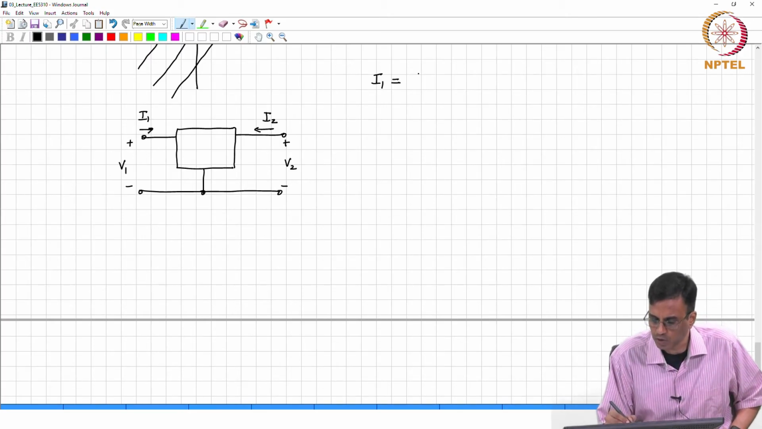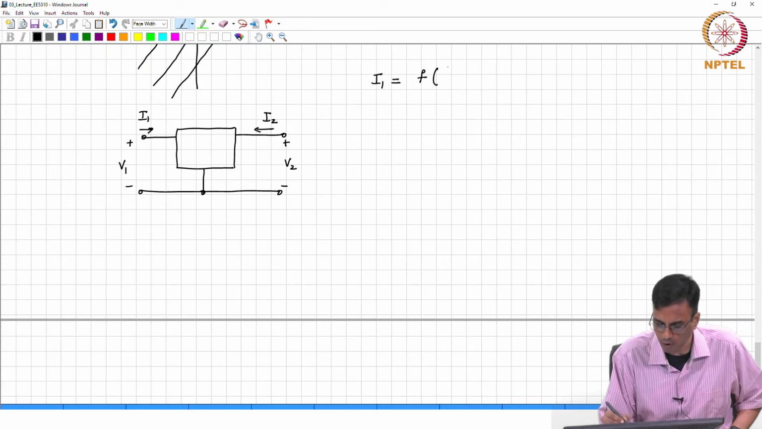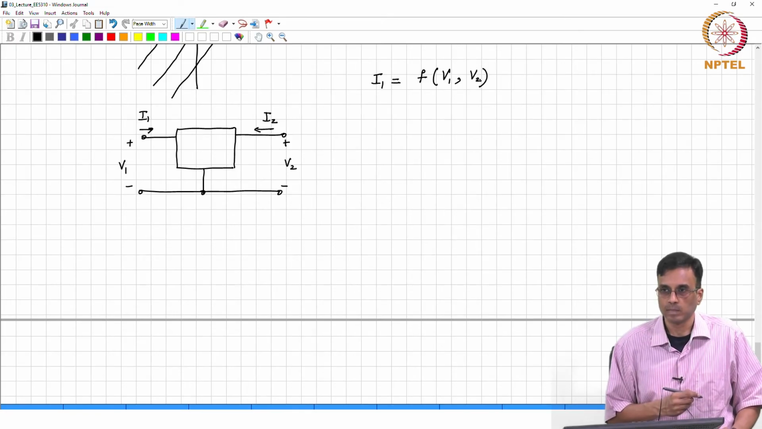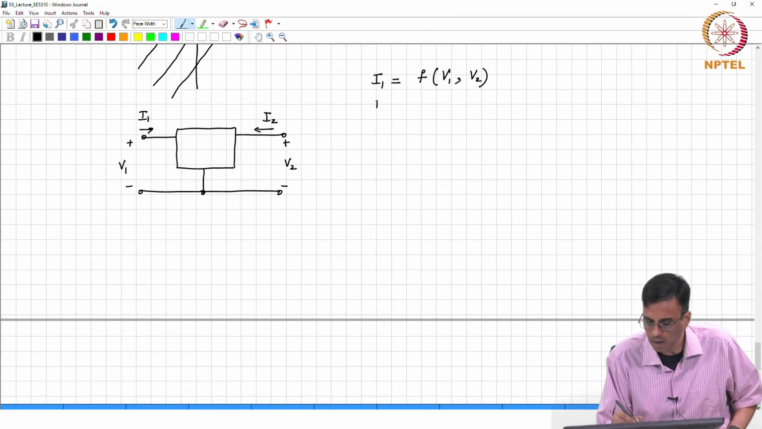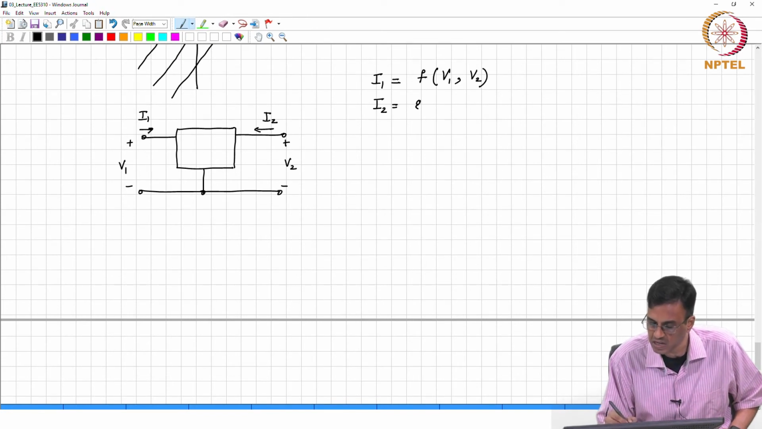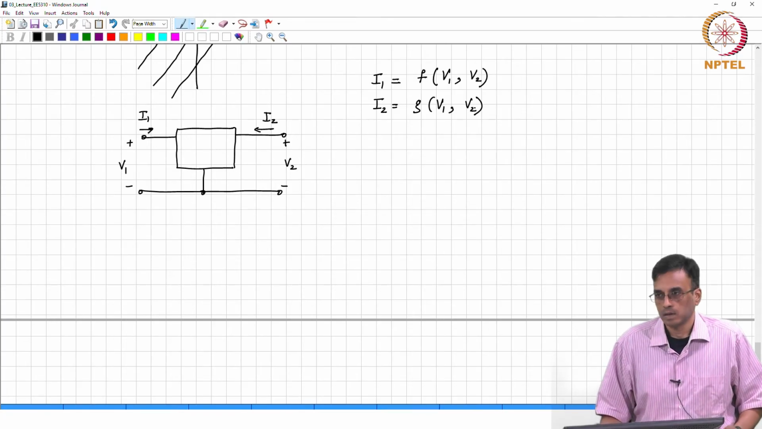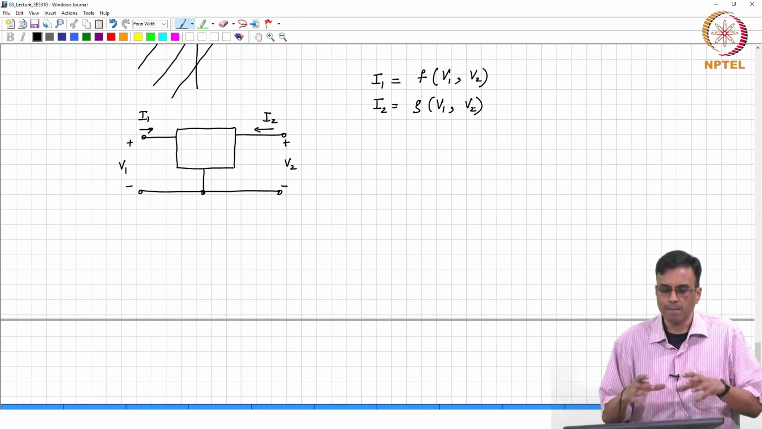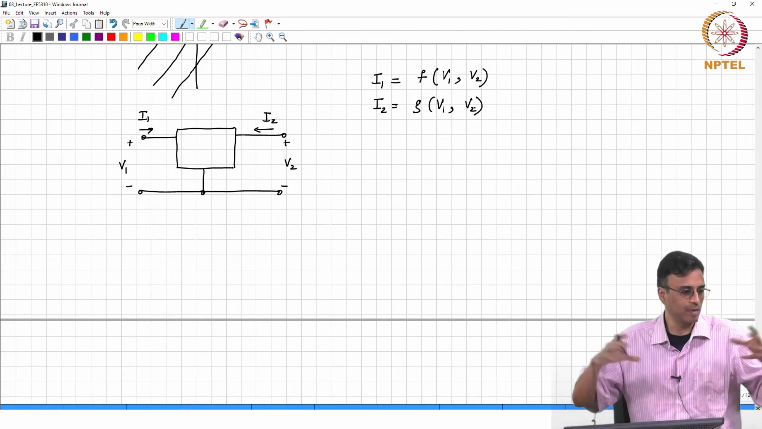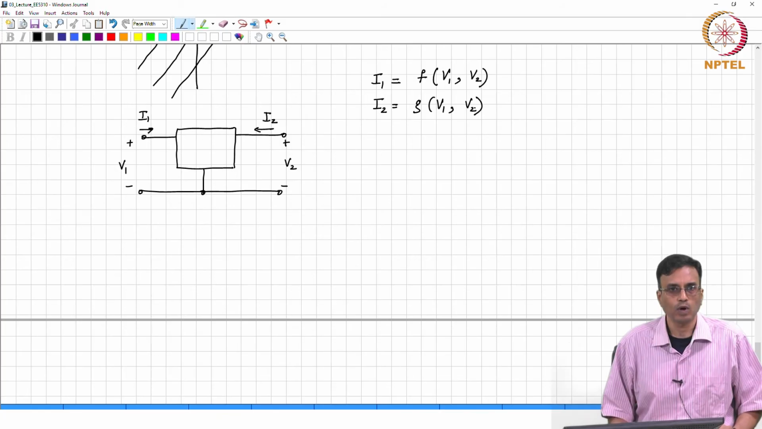It is a nonlinear function, some function f of V1 and V2. And similarly, I2 is some other nonlinear function g of V1 comma V2. Correct? And so, if you embed this nonlinear 2 port in a bigger network, what comment can we make about finding the branch voltages and the currents?